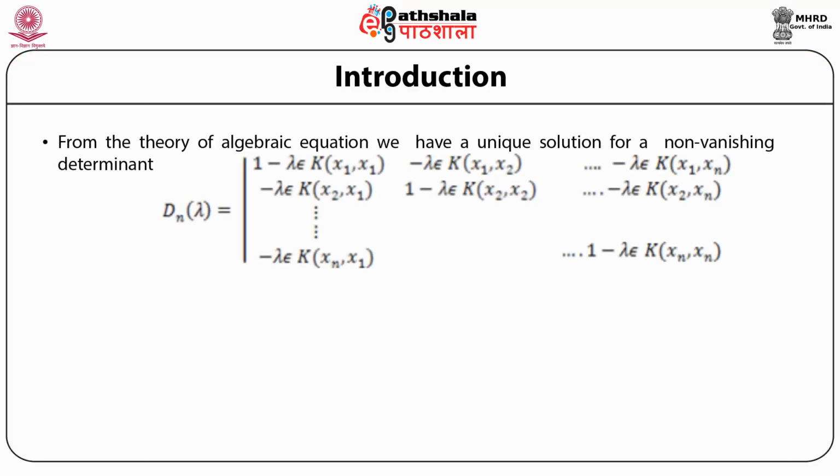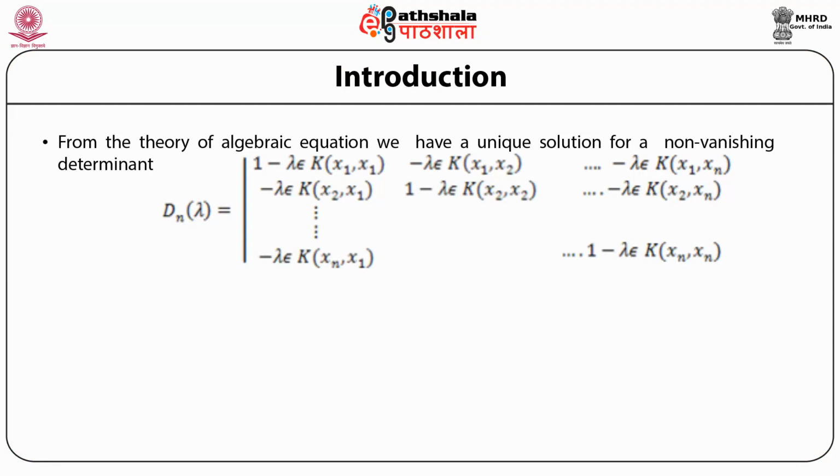Now this equation is true for all x, and hence we can write it for x equal to x1, x2, up to xn. So we have, for example, the equation for x equal to xi: f of xi is equal to g of xi plus lambda epsilon summation over j from 1 to n of the kernel k evaluated at xi and xj, and the function evaluated at xj. From the theory of algebraic equations, we have a unique solution provided a non-vanishing determinant.